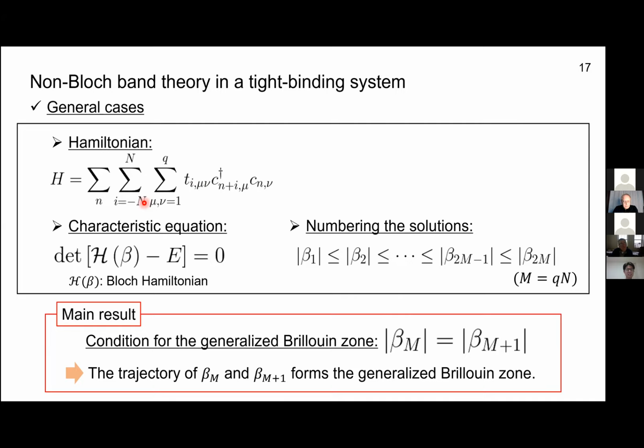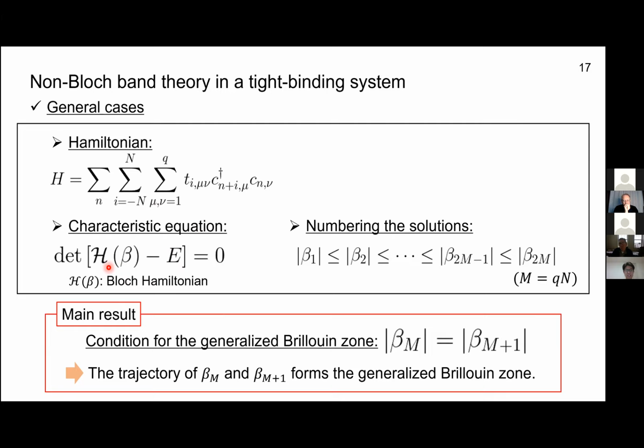And Ti mu nu represents the hopping matrix. The index i represents the range of the hopping, and the indices mu nu represent the number of degrees of freedom in the unit cell. Similarly to the simple tight binding model, from this Hamiltonian we can get the characteristic equation of the Bloch Hamiltonian. Importantly, this characteristic equation is the algebraic equation for beta and E.